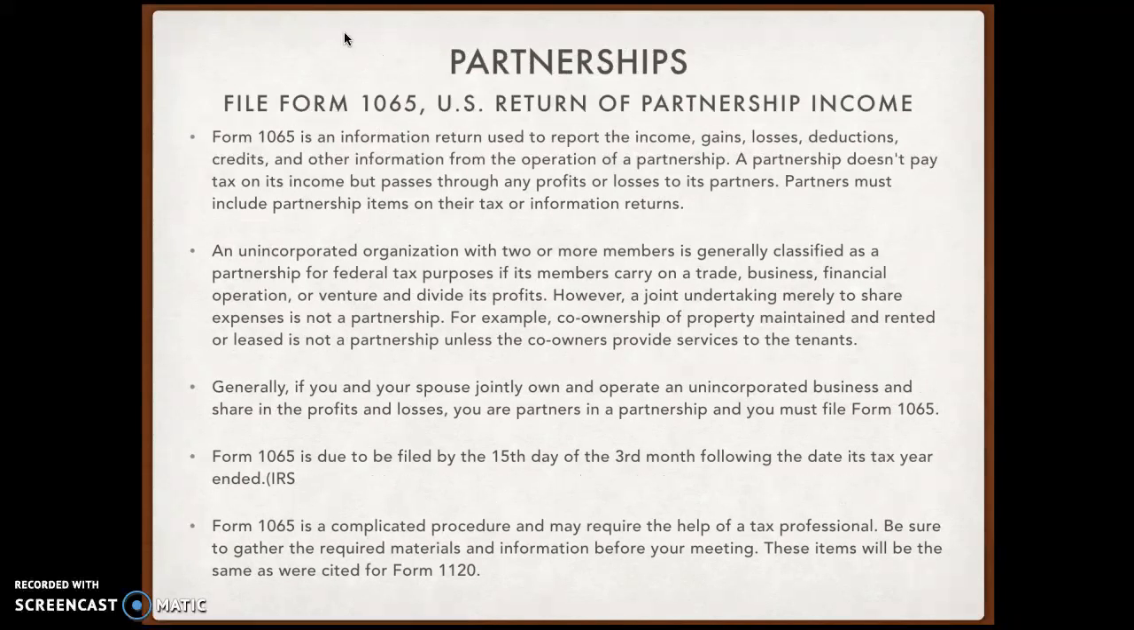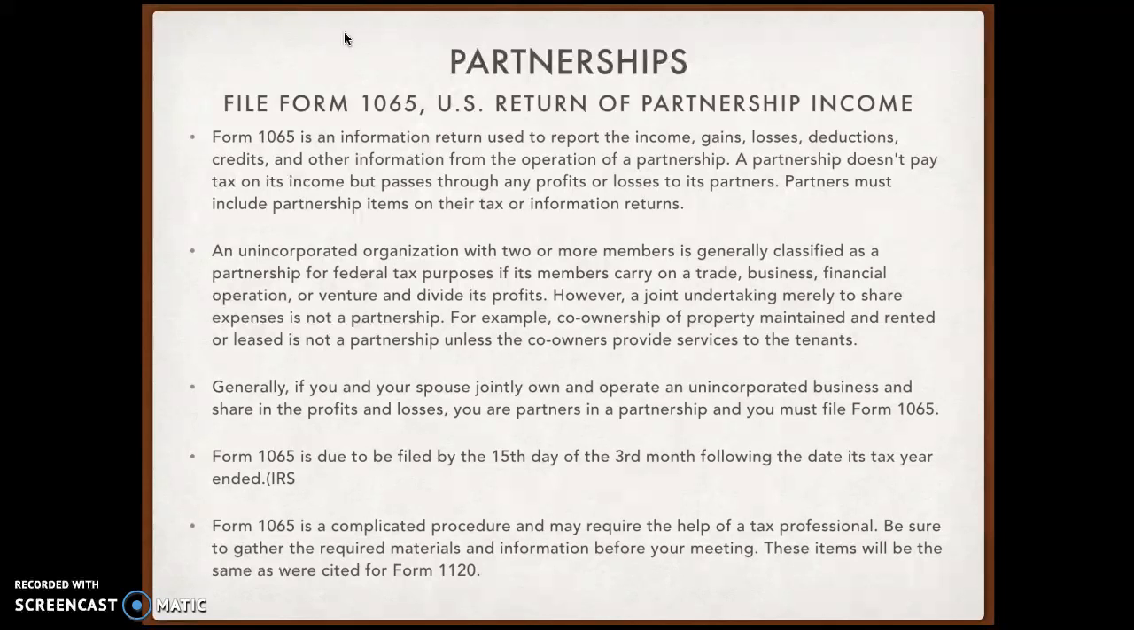Partnerships. They file Form 1065, the U.S. return of partnership income. Form 1065 is an information return used to report the income, gains, losses, and deductions, credits, and other information from the operation of a partnership. A partnership doesn't pay tax on its income, but it passes through any profits or losses to its partners. Partners must include partnership items on their tax or information returns.